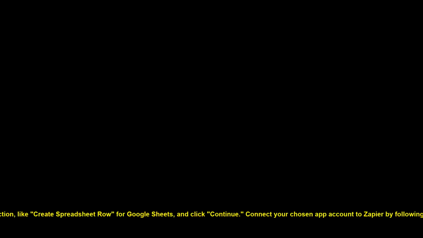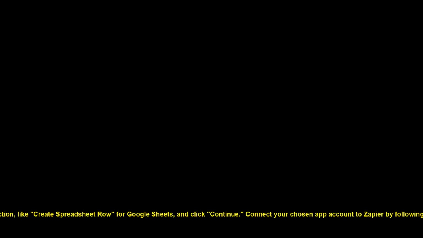Test your trigger to ensure it's set up. If the test is successful, click Continue to move on to setting up the action. In the next step, search for the app where you want to send the data, such as Google Sheets or Slack. Select the appropriate action, like Create Spreadsheet Row for Google Sheets, and click Continue.